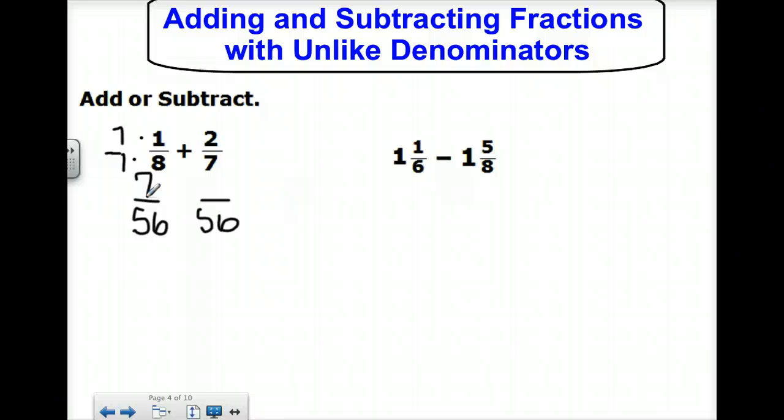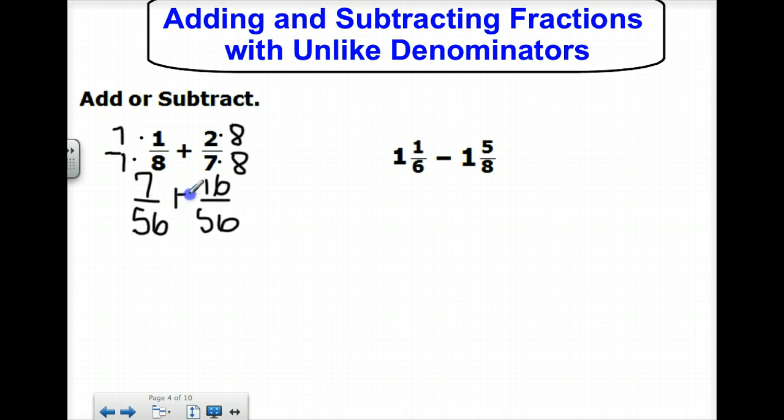Think of fractions as brats. Whatever you give or take away, the numerator or denominator, you must do to the opposite. So for example, I just multiplied 8 times 7. If I multiply the denominator by 7, I have to multiply the numerator by 7. Now let's do the opposite side. 2/7. What did I multiply 7 by to make 56? Well, that was 8. So multiply the top. 2 times 8 is 16.